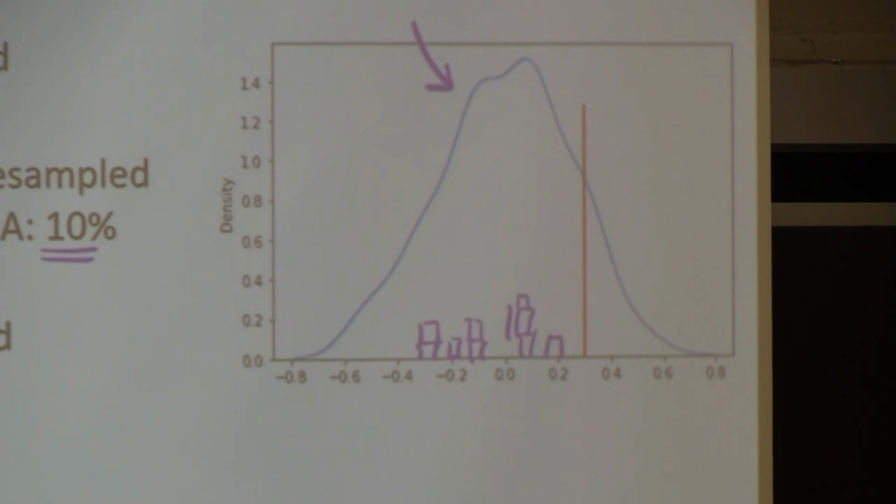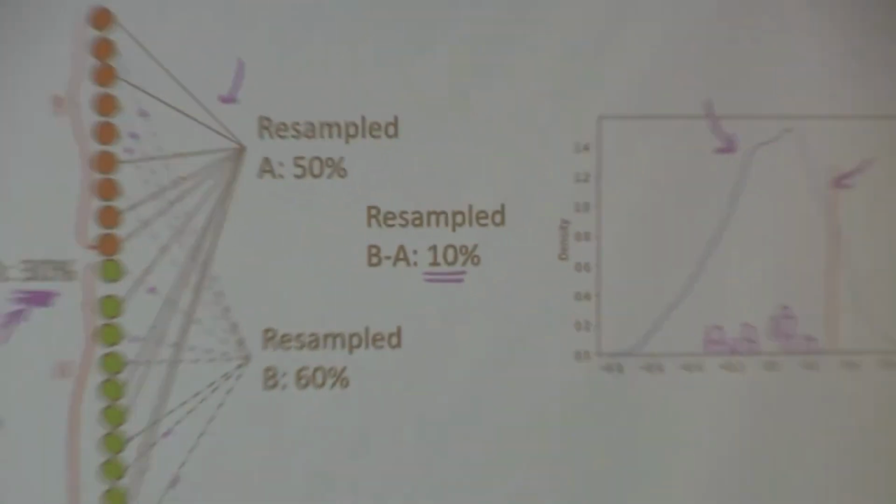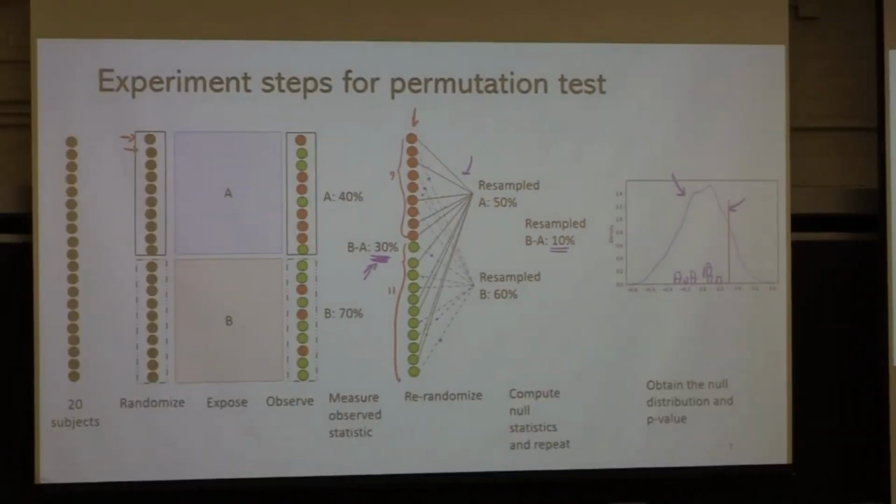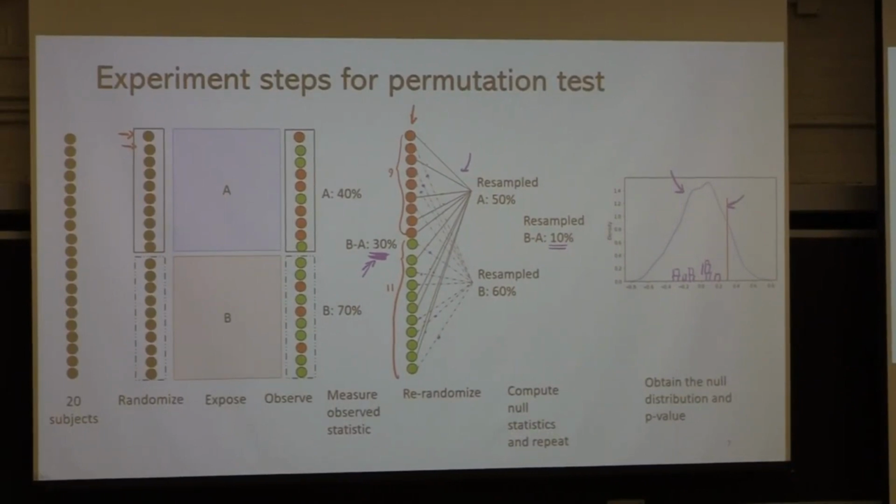So under the null hypothesis, there is no difference. Therefore, we can just shuffle them and group them differently, right? And this is the observed value. The observed value was here, 30%, so it's this red line. And based on how extreme this red line is compared to this blue distribution, we decide to either reject the null hypothesis or fail to reject the null hypothesis. Any questions? All right, yeah.